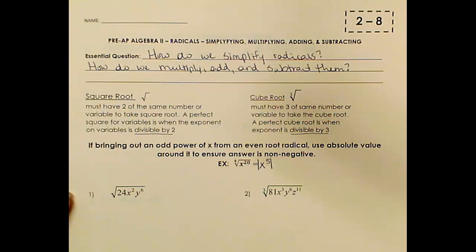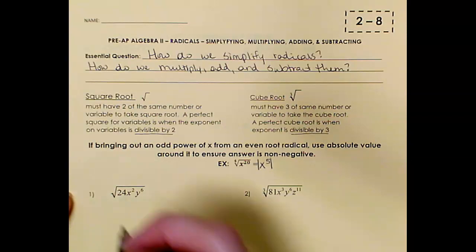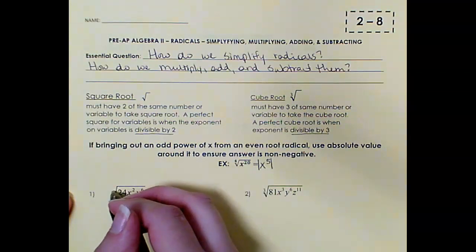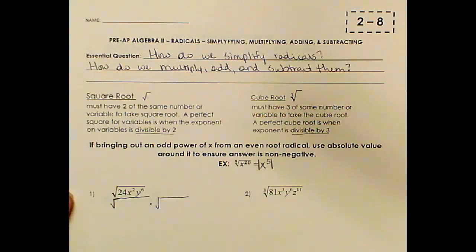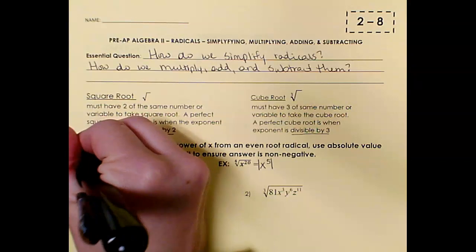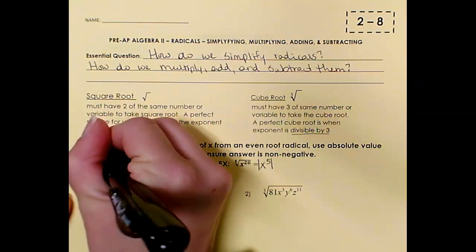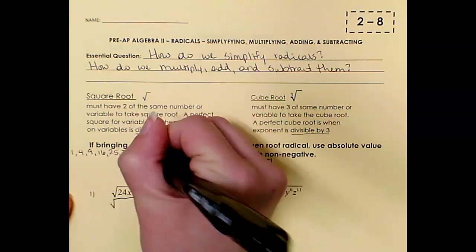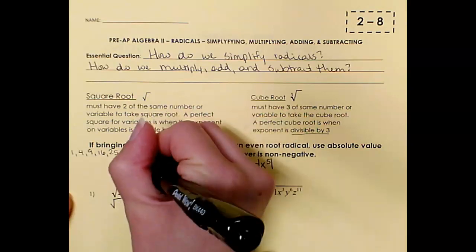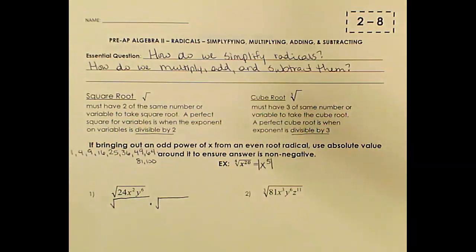So let's look at number 1. The same idea as yesterday. This is the square root, so we're going to break it into perfect squares and everything left over. For 24, we need to figure out if it's divisible by any of our perfect squares. Remember that our perfect squares are 1, 4, 9, 16, 25, 36, 49, 64, 81, and 100. Those are the perfect squares up to 100, and we listed them out in our last set of notes.